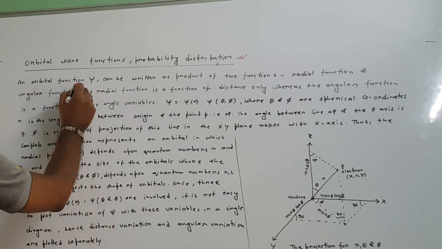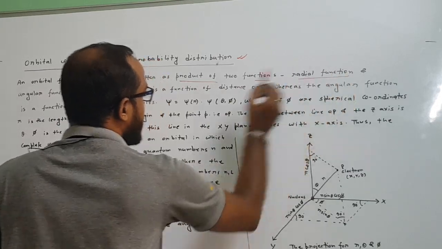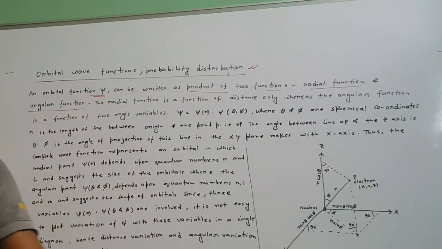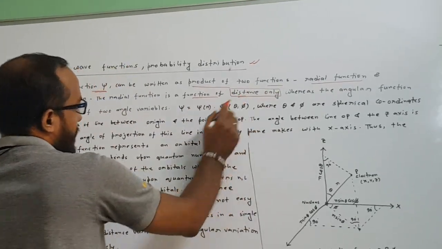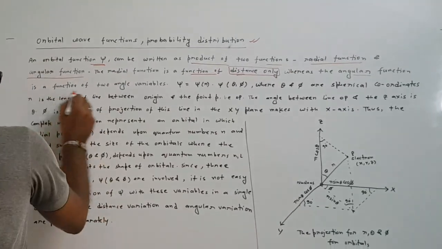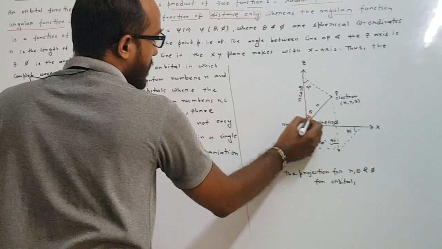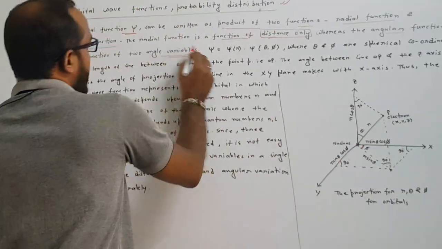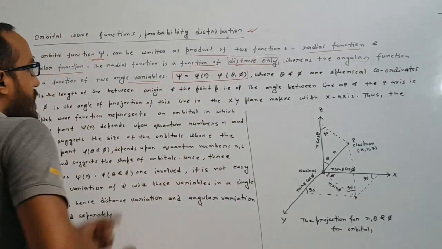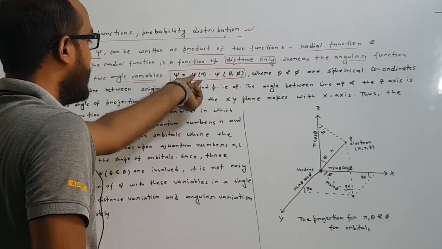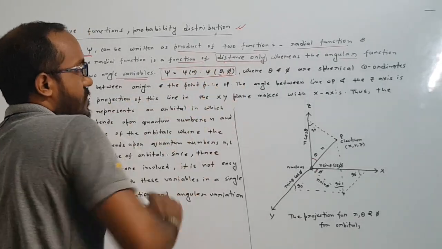Now see, an orbital wave function psi can be written as a product of two functions, that is, one is the radial function and another is the angular function. The radial function is a function of distance only, whereas the angular function is a function of two angles, one is theta and another is phi. So psi, that is our orbital wave function, can be written as radial wave function and angular wave function. And angular wave function depends on theta and phi, two angles.